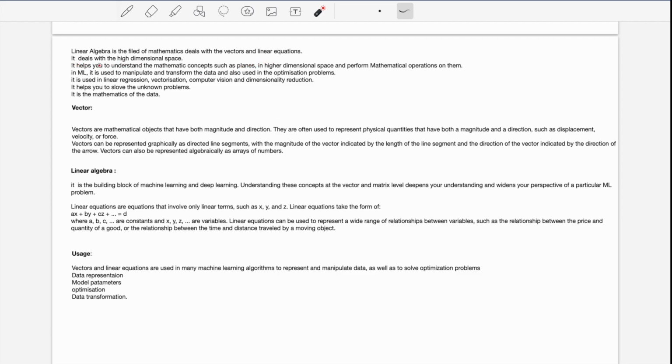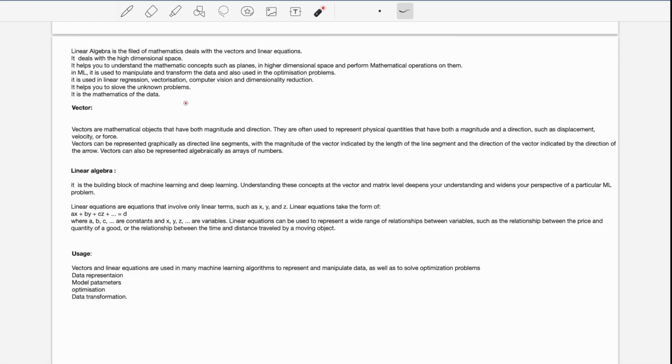Linear algebra deals with high dimensional space. What do you mean by high dimensional space? This is 2D and this is 3D, and if we have more than 3D, it goes 4D, 5D, 6D, etc. It deals with those high dimensional spaces which are complicated, and it helps you understand mathematical concepts such as planes and lines, and to perform mathematical operations on them.